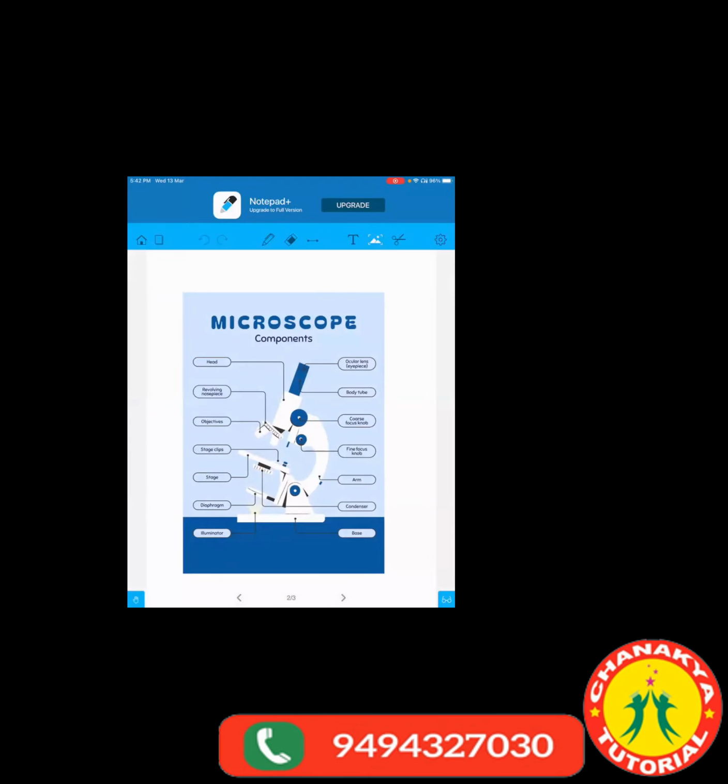Okay. So this is what is in the picture now. What is there in the picture? Ma'am, microscope. Fine. It is a microscope. It is a compound microscope basically.